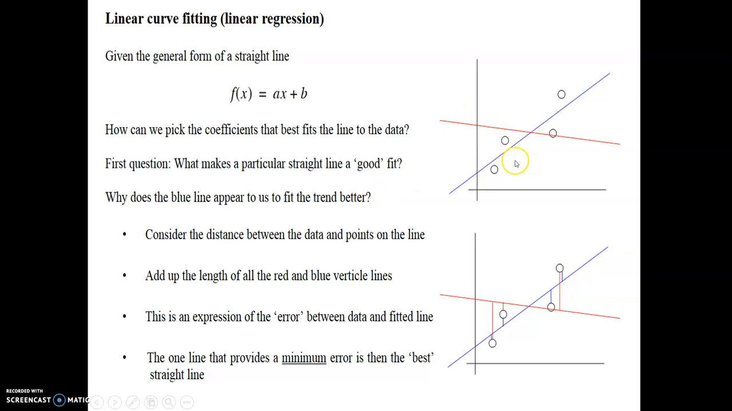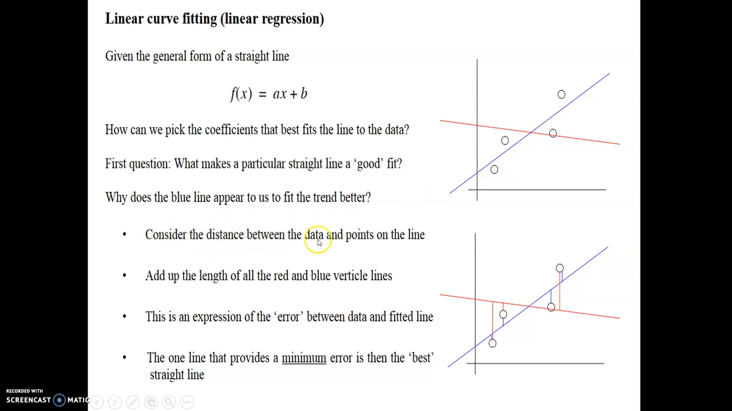Now you can see over here we have 4 different points. We have drawn 2 lines representing the curve, one blue line and one red line. What we can observe from this is that the blue line is a good fit rather than the red line. From observation we can conclude that the blue line is a better fit than the red line. Why is it so? That we'll see now.